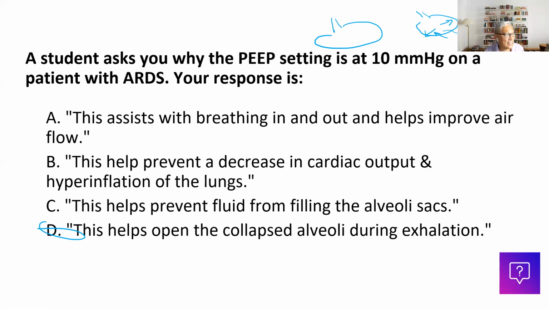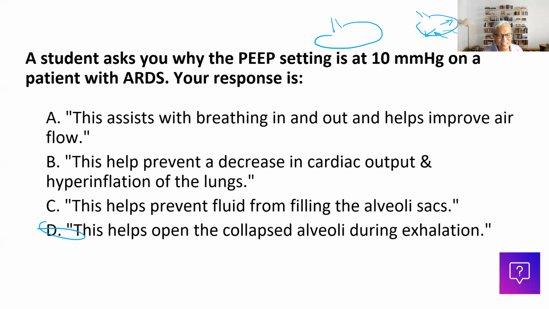Yeah, so it's letter D. Letter A, this assists with breathing in and out and helps improve air. That would be CPAP and BiPAP, not PEEP. All right, understand that? The pressure of breathing the air, the positive pressure, is going to be CPAP or BiPAP.